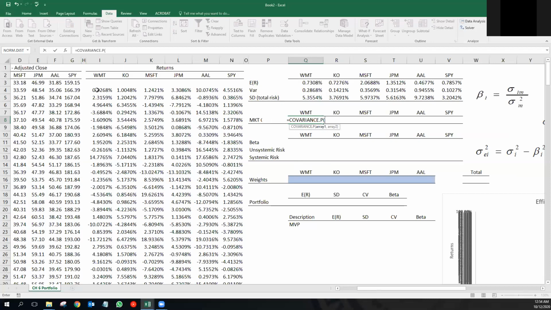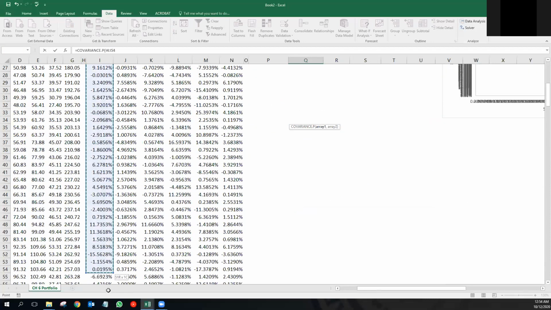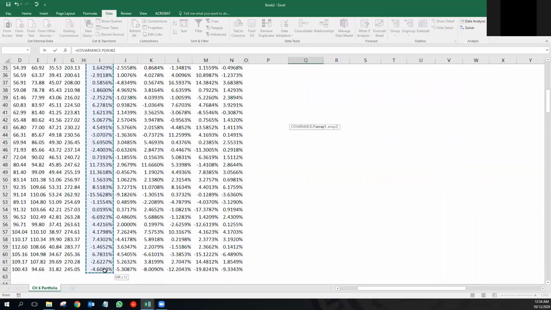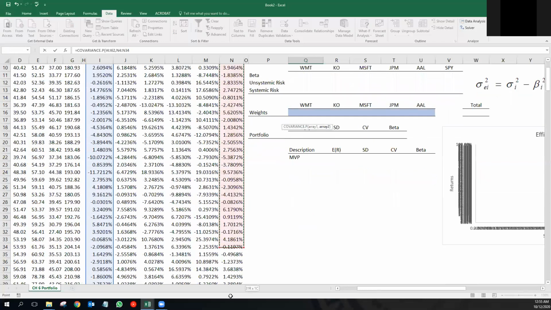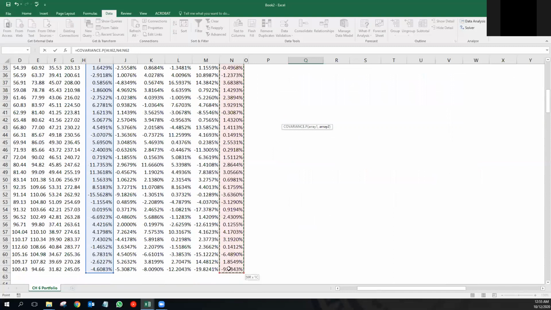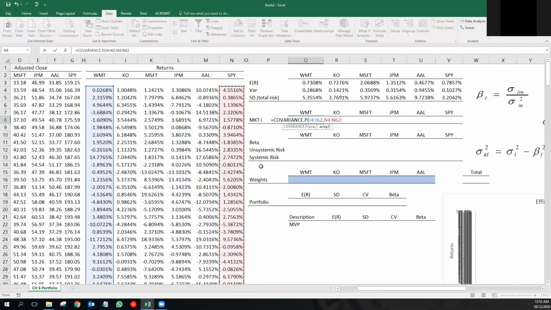So we're gonna take the Walmart returns as the first array. And then I'm gonna put a comma there. So now I can work with the second array. And now we're talking about the market returns. So we had Walmart returns first, the stock of Walmart. And now we have the returns for the market there. Now, because I'm gonna use the market for all of them, I'm gonna lock in the market piece.